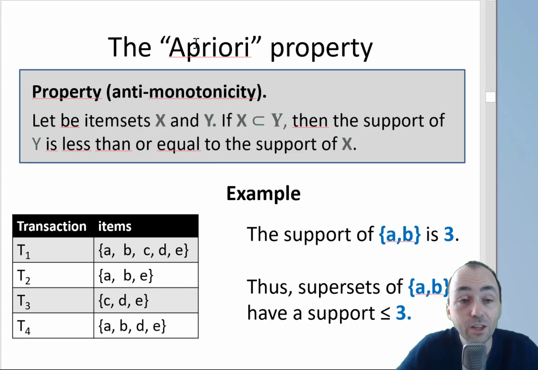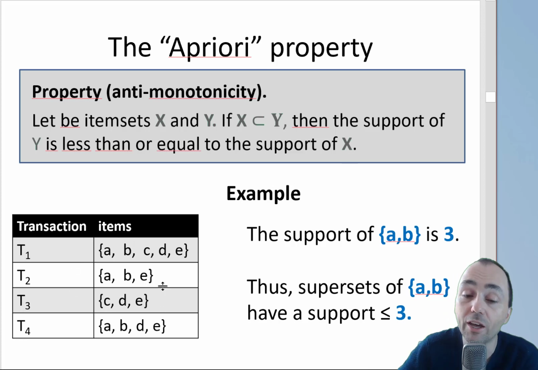There is a very famous property we can use to solve this problem. It is called the Apriori property, or anti-monotonicity. It says that if you have 2 item sets X and Y, and X is a subset of Y, then the support, the frequency of Y, must be less than or equal to that of X. Let me show you this with the example.